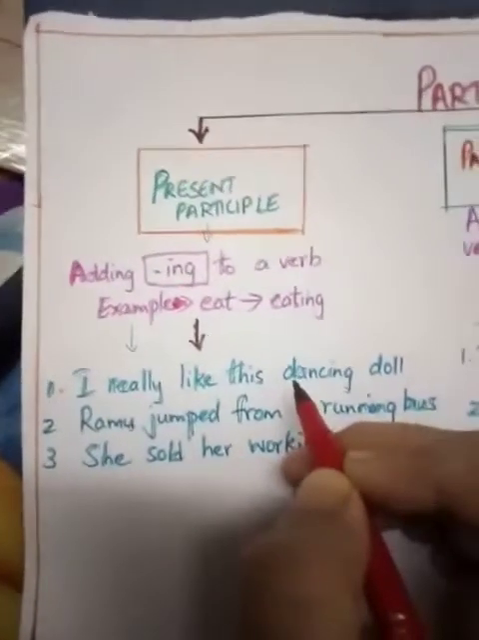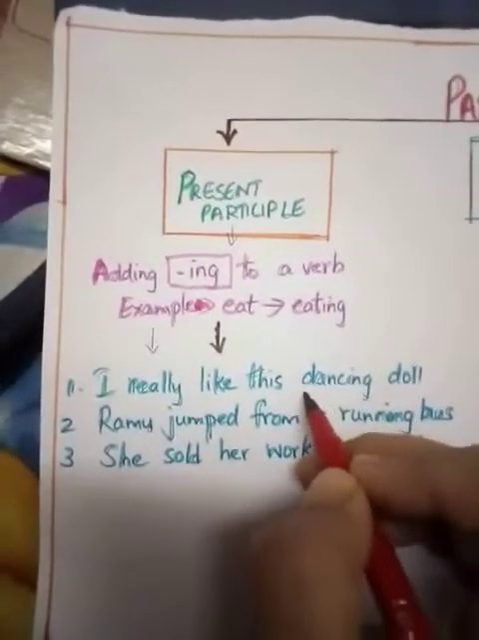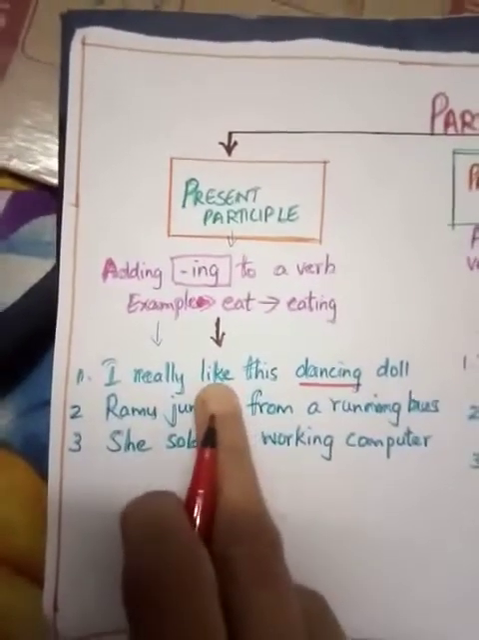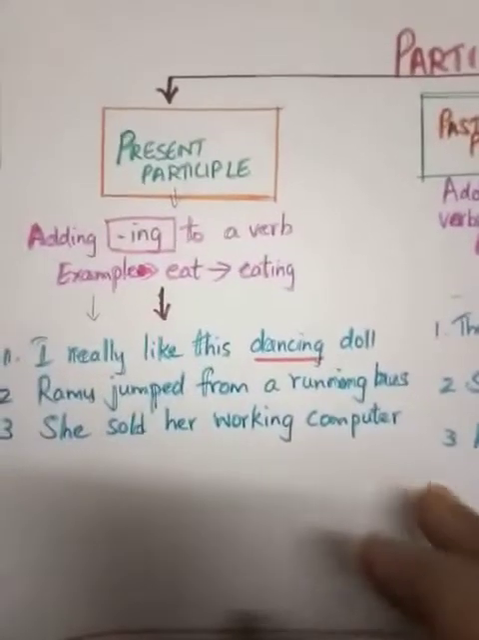It is not the main verb. It is not the main verb in the sentence, and the main verb is actually like. In the same way, Ramu jumped from a running bus.